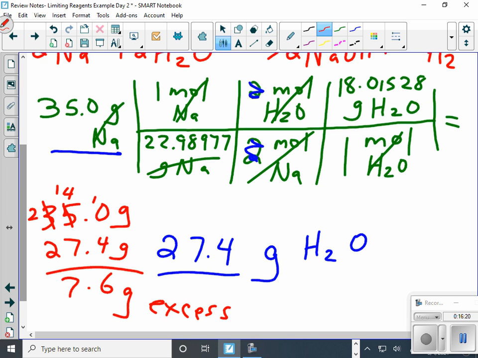You're going to have to do some WebAssign calculations like that, telling you how much is left. All right? That's simply how I do it. So when this reaction occurs, when all 35 grams of my sodium is used up, I should still have 7.6 grams of water left.